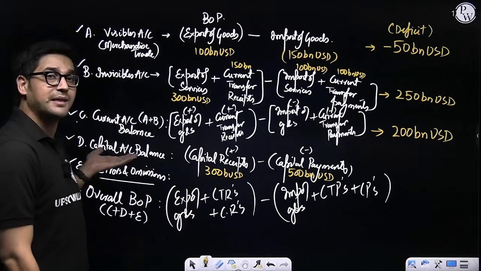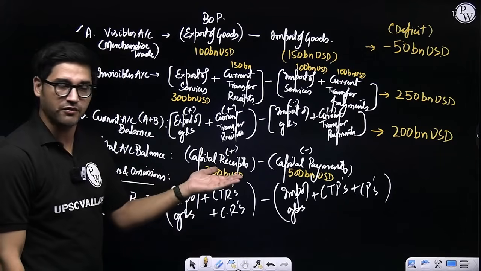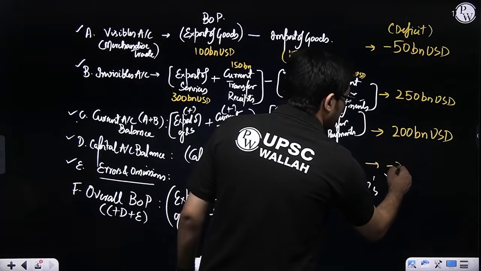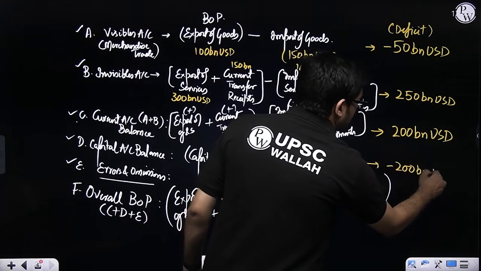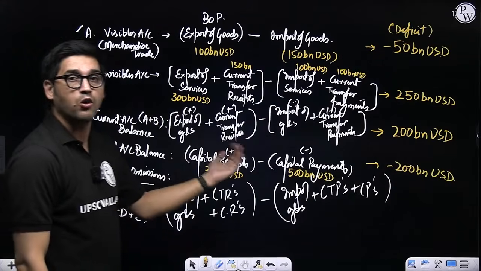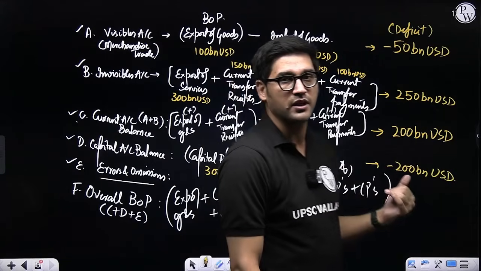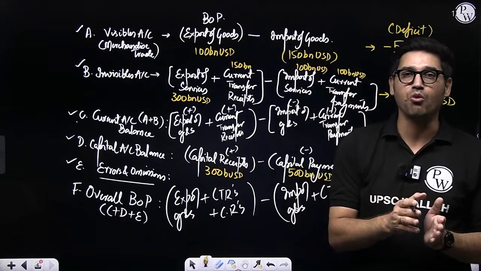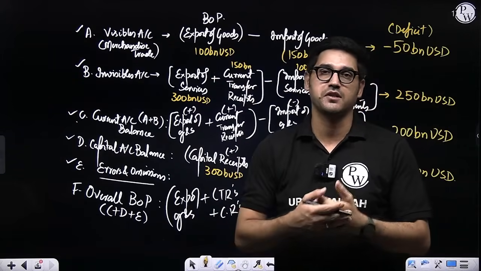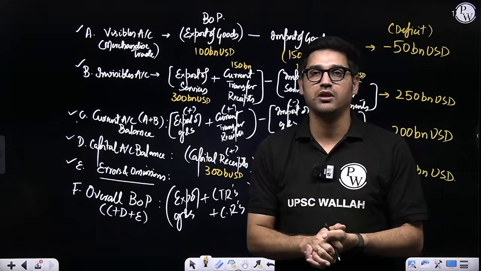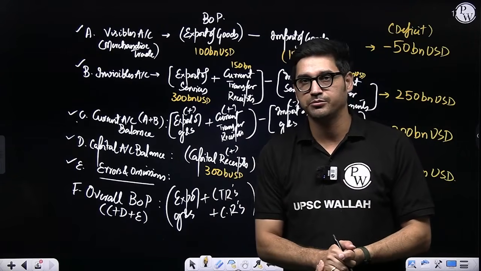This means that on the capital account, we have a deficit of how much? 300 minus 500. We have a deficit of 200 billion US dollars. Whenever the outflow is more than the inflow, this is a situation of a deficit. Whenever the inflow is more than the outflow, we have a situation of a surplus. Whenever the inflow and outflow balance each other out, that is a scenario of an equilibrium.